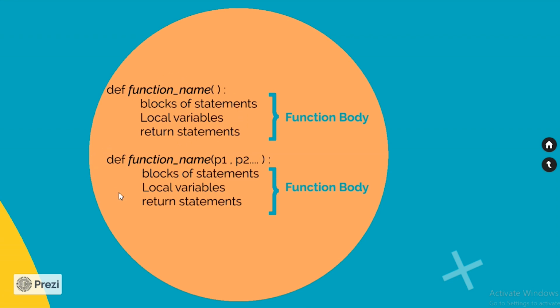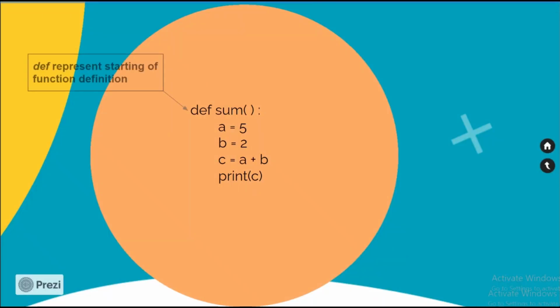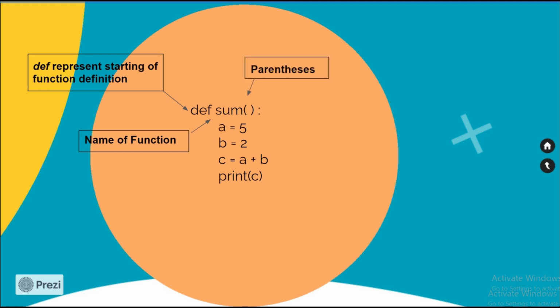We can pass parameters to the function. Def is a keyword followed by the function name, and inside the parentheses we can pass parameters. So P1, P2 are the parameters and all the rest is the same. Indentation is very important in Python, so please maintain proper indentation. This is a function. Def represents the start of the function definition. Sum is the name of the function. Parenthesis describes that this is a function, not a variable or other object. Colon describes the beginning of the function body.